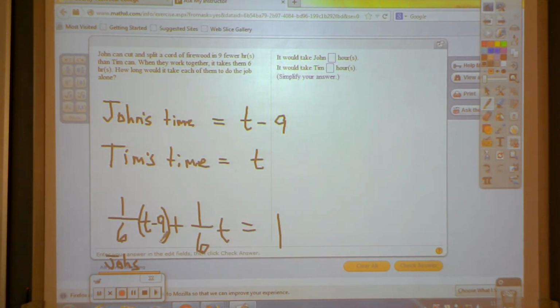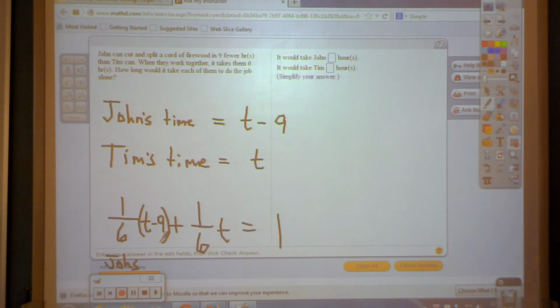Is that how we did it the other day? I hope it is. No. What did we do? You put 6 over T minus 9 and 6 over T equals 1. Okay, you could do it that way also. You do it both ways. As long as you got the T minus 9 in there with the 6 and it's consistent, you can do that.